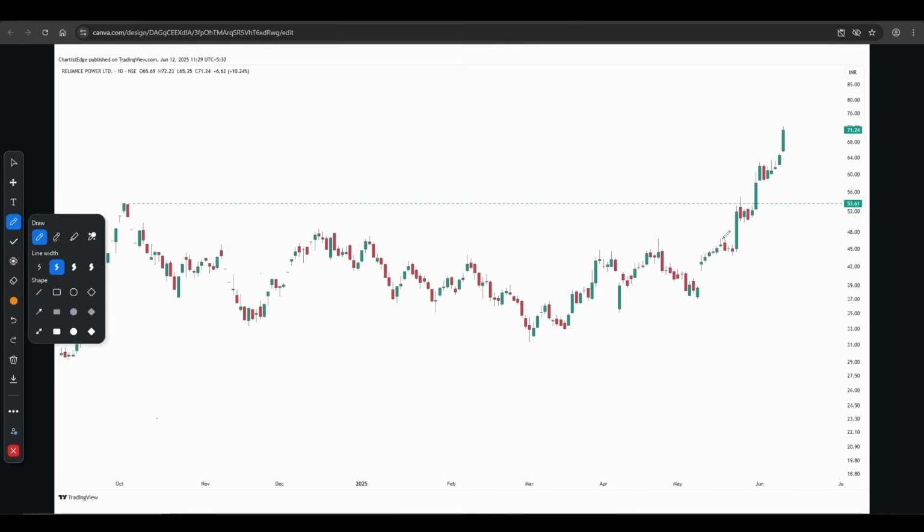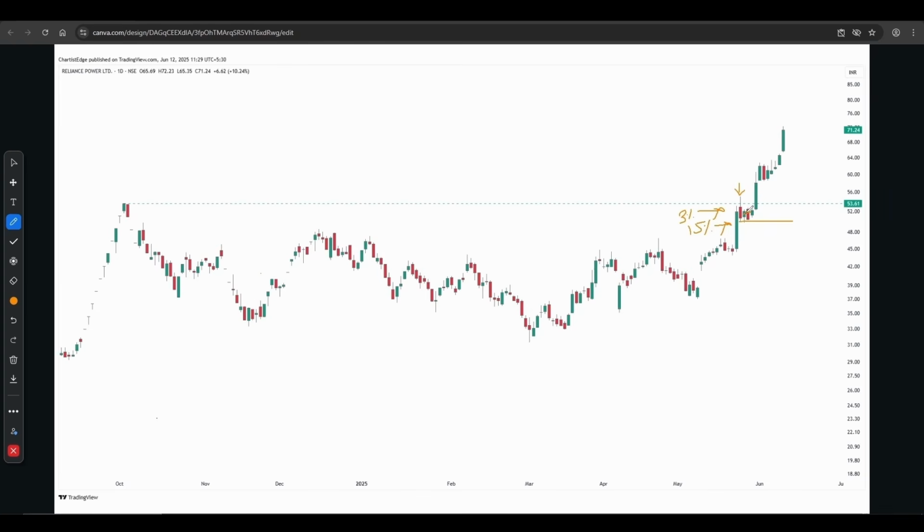Now you can clearly see after an expansion candle, let's say this is a 15% expansion candle, the selling pressure acted here and the price went down inside the base, but it made a low around here. Now let's say this is a pullback candle of around, let's say, 3%.